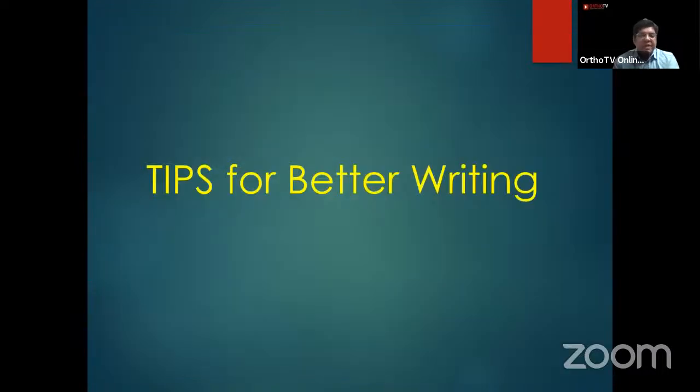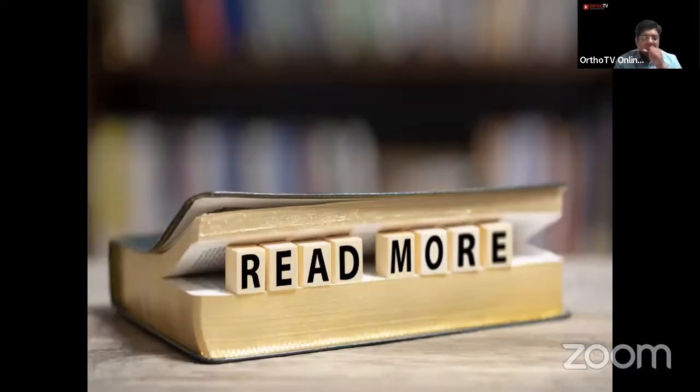I have some small tips for better writing. I'll just enumerate them, not go into detail. The first tip is read more. This is very, very important. You need to read more articles of the particular research that you're doing. Of course, it's part of the literature review, but in general, read more. It will help you in formatting the article and in laying down your thoughts. As you read more, you can understand the thought process of those authors, how they lay down their thoughts one after the other so as to reach a logical and rational conclusion. The same thing you can replicate when you are writing.